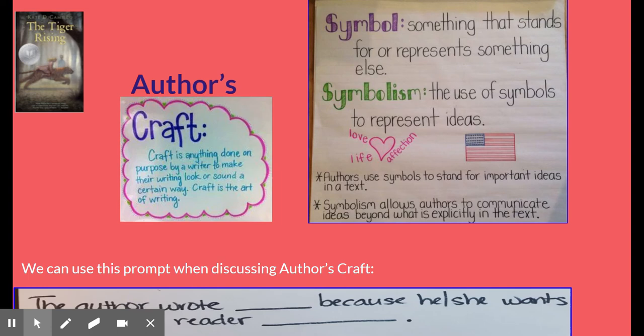Okay, readers. So in chapter 22, we have to think, do we notice any symbol used by Kate DiCamillo in chapter 22? Is there something that she mentioned in this chapter that is a symbol that represents something else? A symbol that represents another important idea that she wants us to focus on as a reader.